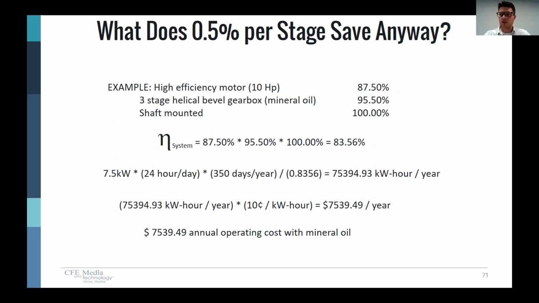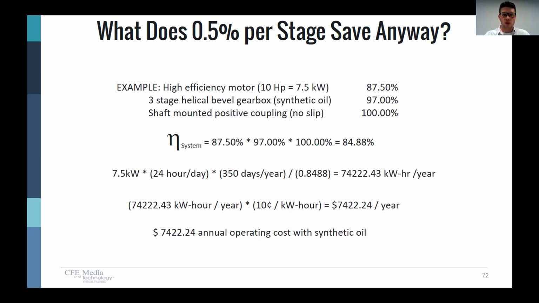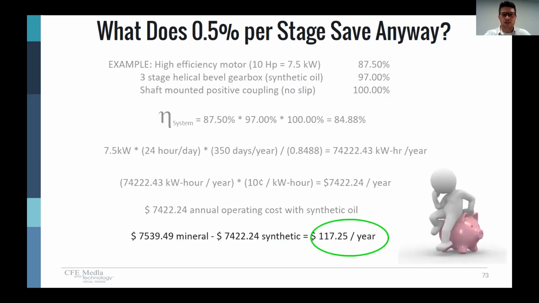And that would end up costing roughly $7,539 for the year, assuming 10 cents per kilowatt hour, just to run that gearbox with mineral oil. Now, that extra 0.5% of energy that you're saving, check it out with the different oil. Synthetic oil with the same motor turning the same gearbox now only takes 74,222 kilowatt hours per year to run. And you can save a lot of energy by switching your oils. You can actually end up saving a lot of money too. You can save about $117 per year just with this one particular unit.